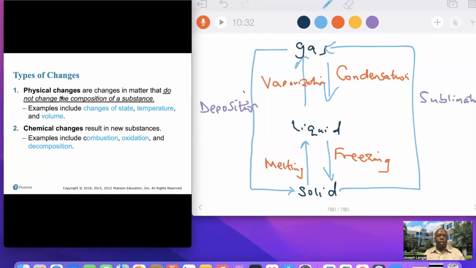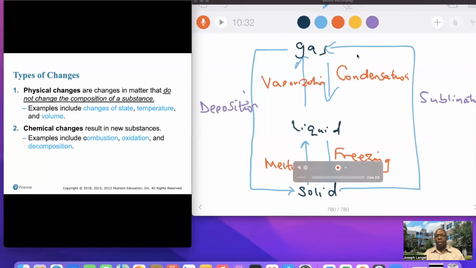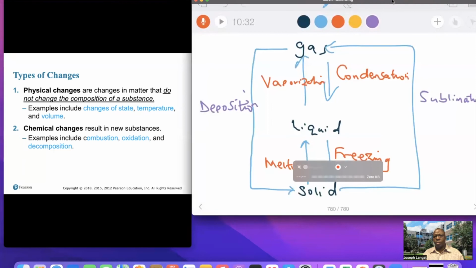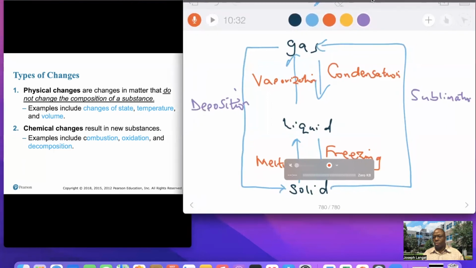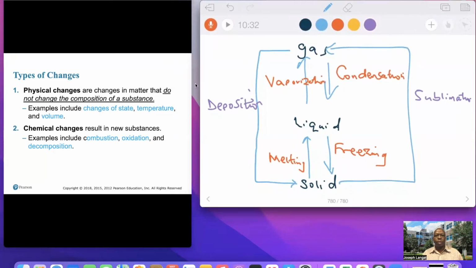So when you look at change of state, this is what I'm referring to, and you should know the sublimation. Everybody knows sublimation. This is N. Sublimation. So here, these are a result of temperature.